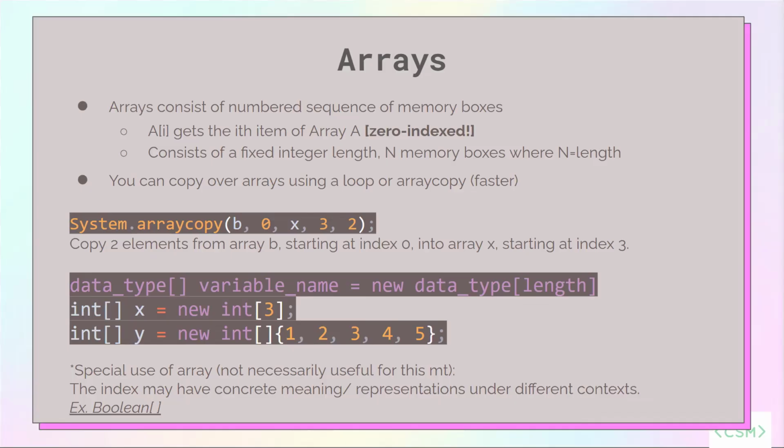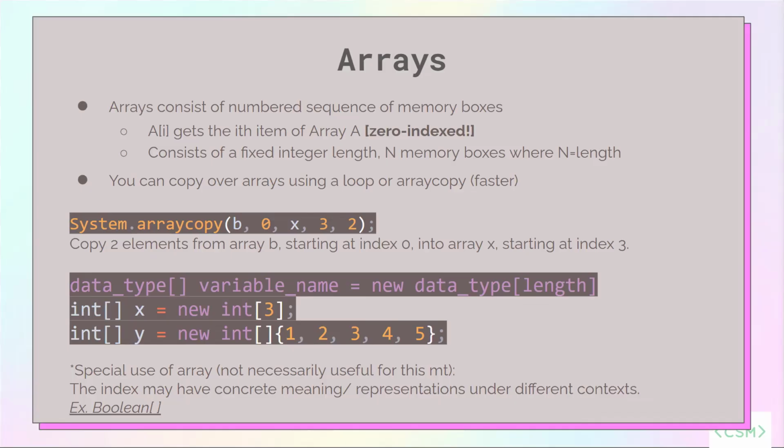Meaning that, for example, when you instantiate an array, you need to pass in the length and it will stay fixed. You can copy over arrays using a loop or array copy. Here's an example of array copy. It basically means that you copy two elements from array B starting at index 0 into array X starting at index 3. I personally have never used this when I was learning 61B, but it's something good to know.